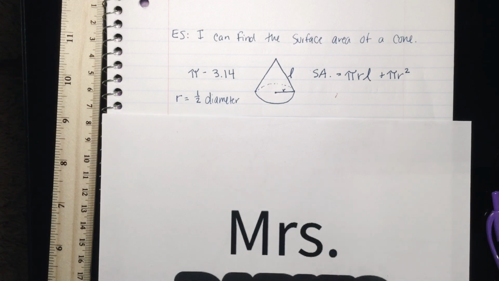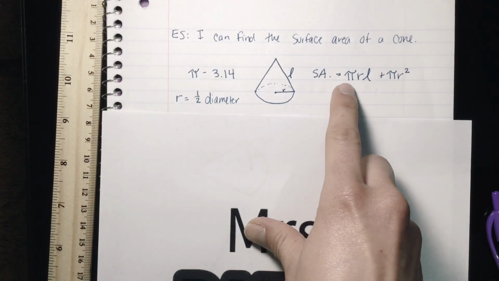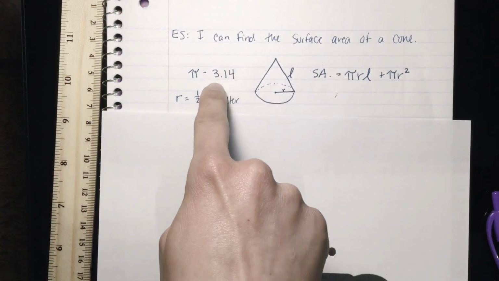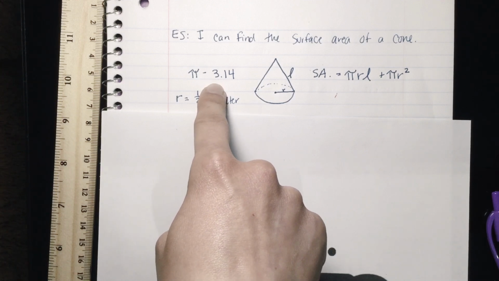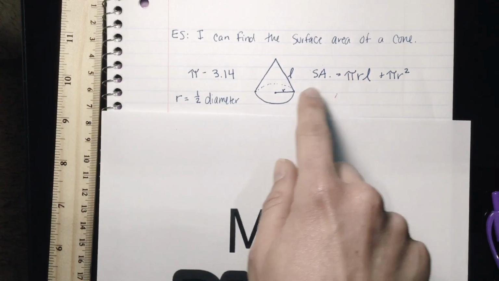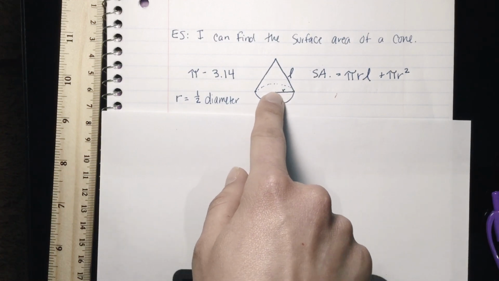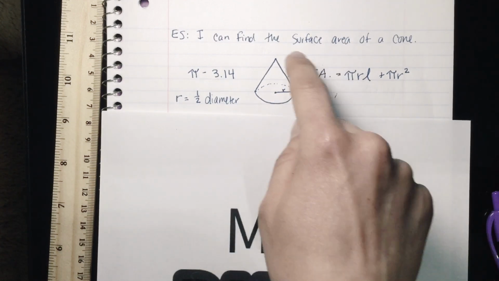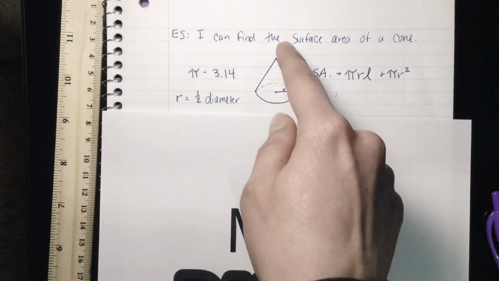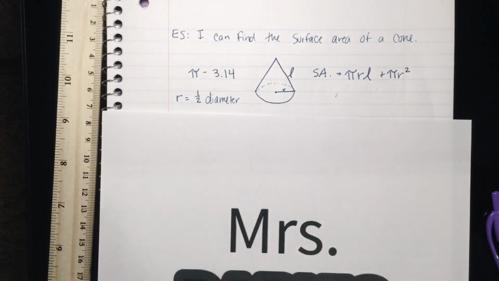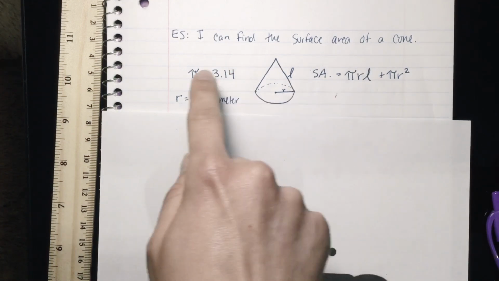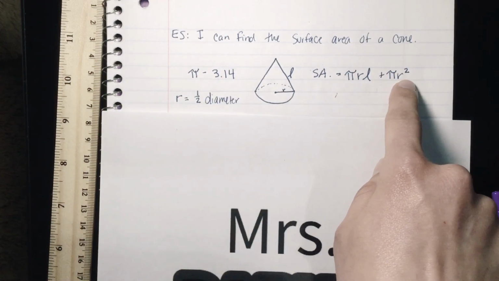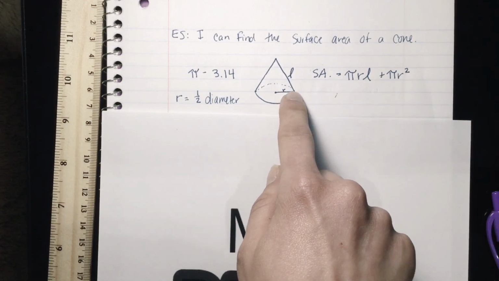Okay? And again, we're using a formula. The formula is going to be pi, which we know is 3.14. For all the exercises today, we're using 3.14. Our radius, remember that's halfway across the circle, and then the length. Okay, this is our slant length, the length down on our cone, plus pi, which we know is 3.14, and then radius squared. So radius, and you're going to square it.